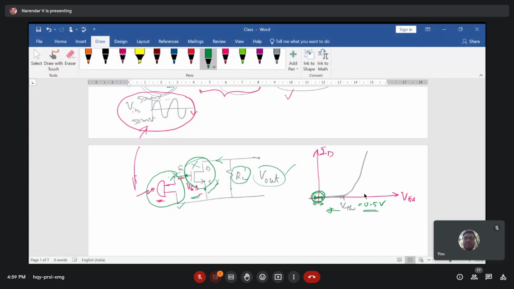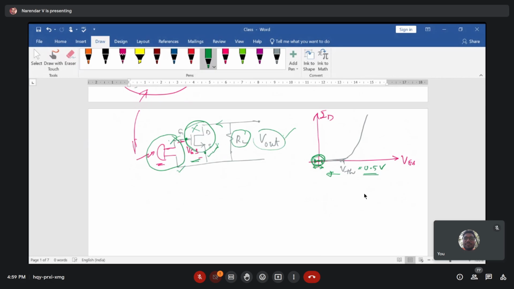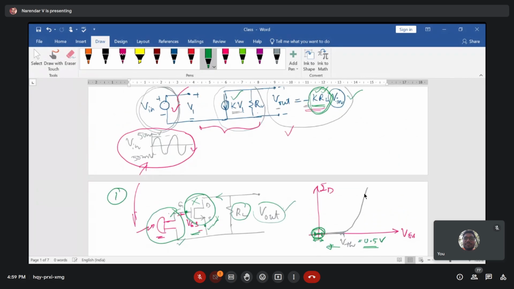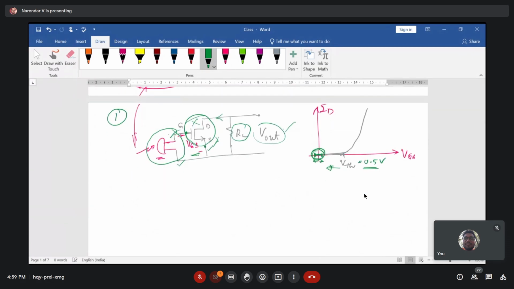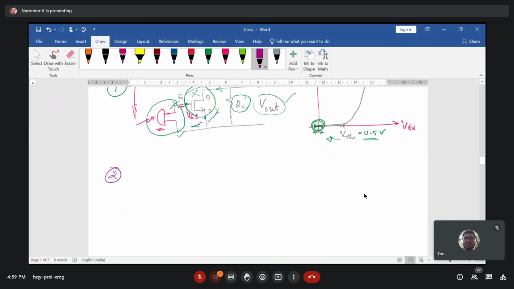So the first attempt is not an appropriate one, and we need to search for an alternative so that we can amplify our output. This is our first attempt, and we were unable to succeed in making the output an amplified version of the input. For the second attempt, we'll take the same setup but modify it a little.